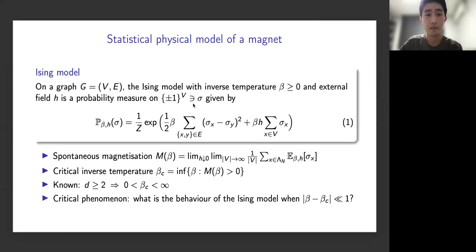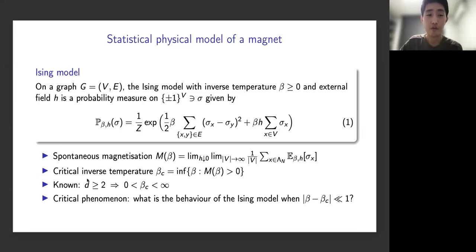Then the probability of a specific configuration sigma is proportional to exponential minus beta times the Hamiltonian. The Hamiltonian is the energy of the spin configuration. When two adjacent spins are aligned in the same direction, it contributes 0 energy to the Hamiltonian. If they're in the opposite direction, it contributes energy 2. And for the magnetic field, if a spin is aligned in the direction of the magnetic field, it contributes energy minus h. If it's in the opposite direction, it contributes h.